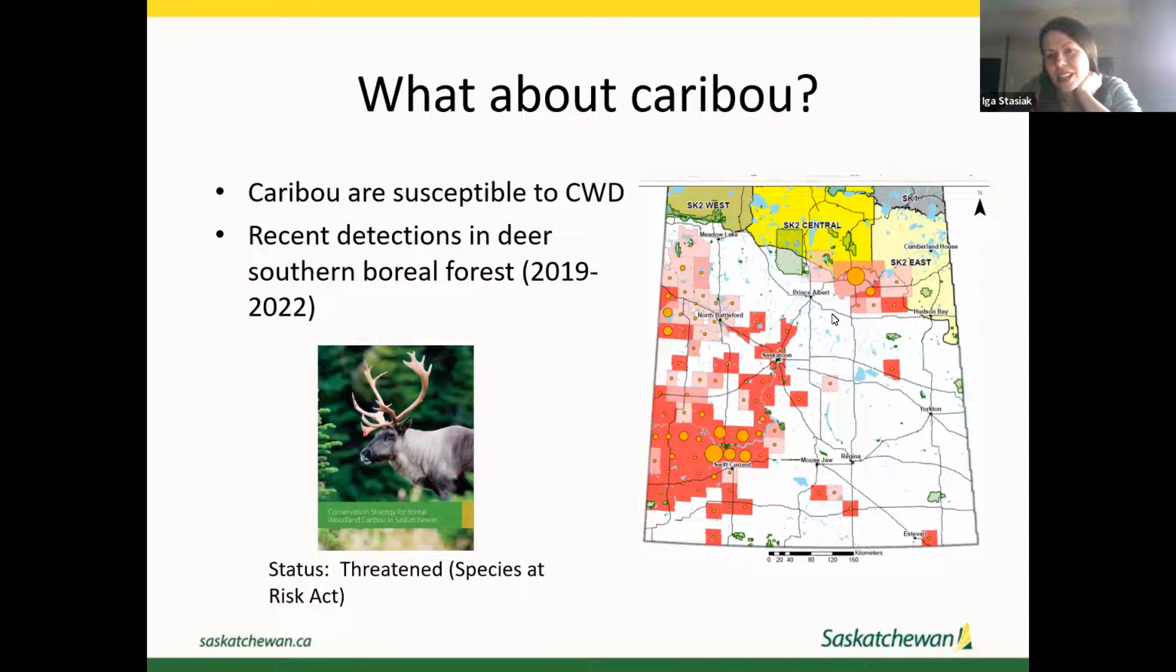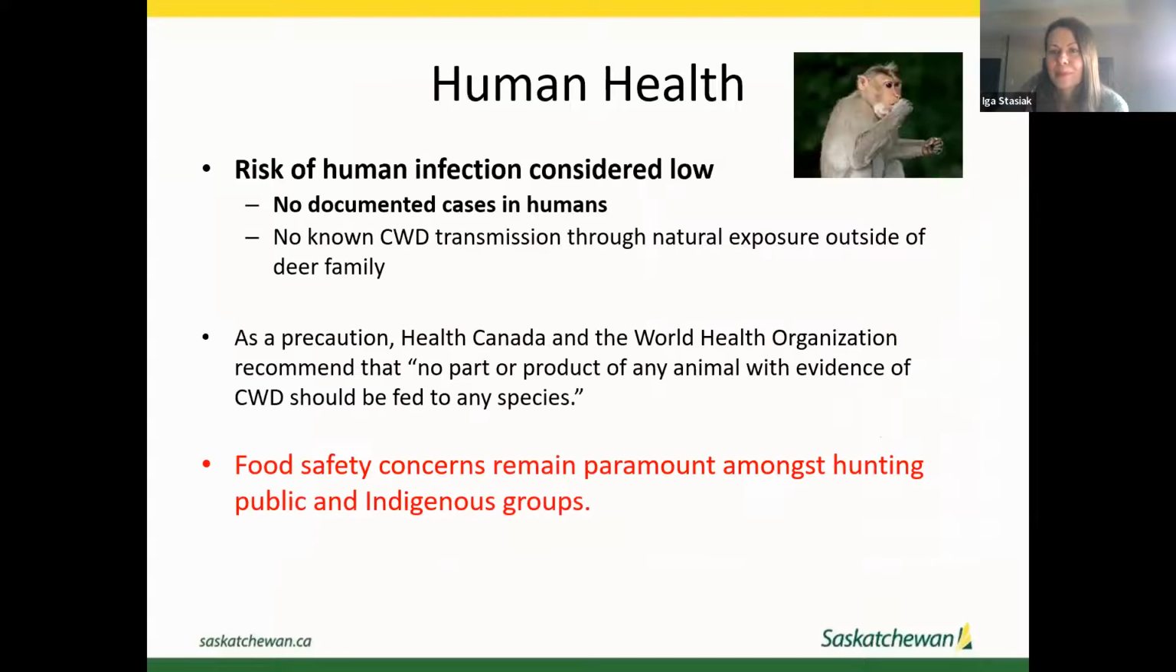So as far as the very southernmost regions of the boreal forest, and that's of course a concern for potential spread to threatened boreal caribou. As far as human health is concerned, the risk to human health is still considered low. There have not been any documented cases in humans.